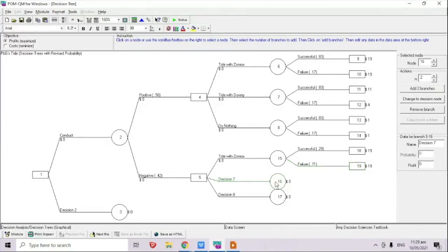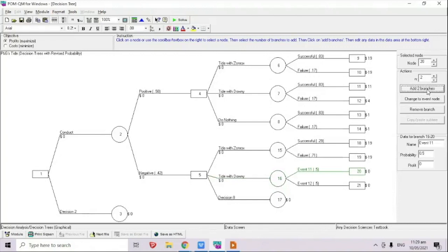Okay, next, for the decision 7, which is tied with downy. Let's change the name: tied with downy. And we should branch this again into 2, successful and failure. Since this is both under the negative result, they have the same probability. So, the probability here should be 0.29.